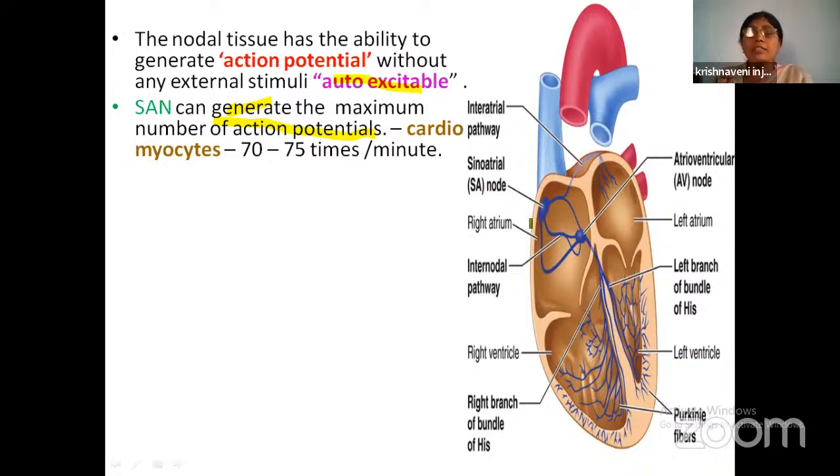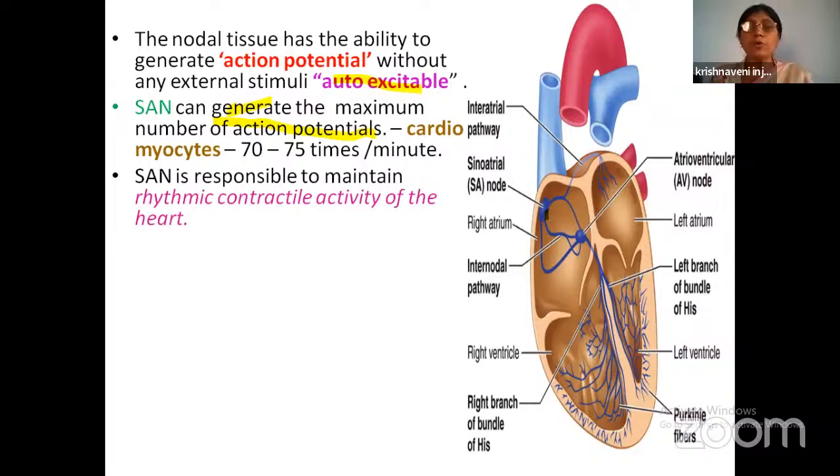How can they do that? Because of the cardiomyocytes. Cardiomyocytes are nothing but the cardiac cells. These cardiac muscles are able to create the action potentials. This SAN, how many times is it able to produce action potentials in a minute? 70 to 75 times per minute. See how active it is.